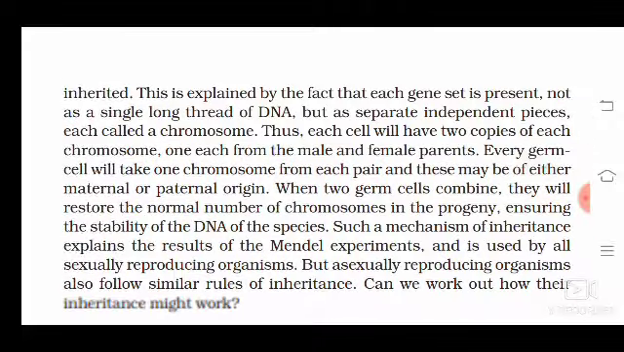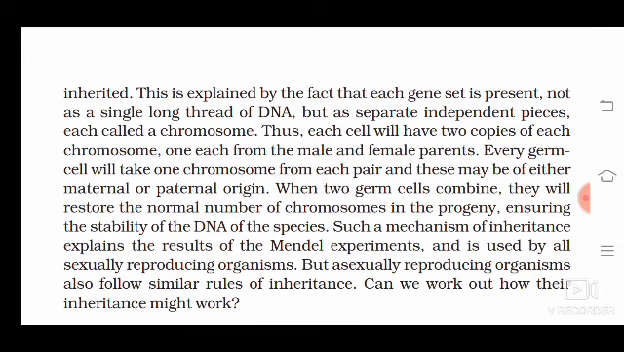This is explained by the fact that each gene set is present not as a single long thread of DNA. You know DNA, everything is present in your DNA. So if they are telling that single it cannot attain, it cannot exist, but as separate independent pieces, each called a chromosome. Thus each cell will have 2 copies. Single capital R is also not possible, small r is also not possible. Single is not possible. Always they work in the pair type, and that is why 2 copies of each thing must be there. And here they are talking of chromosome, 1 each from the male and female parents.